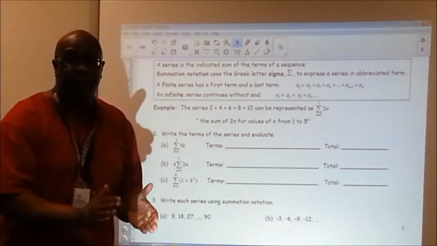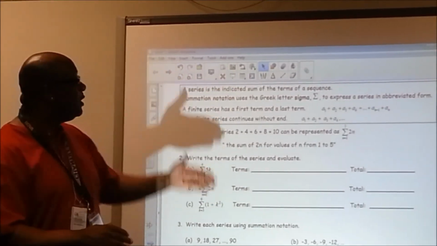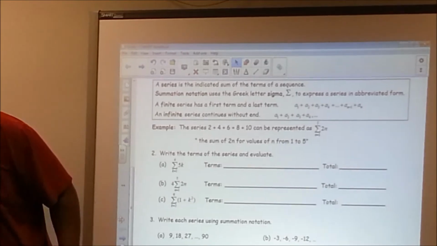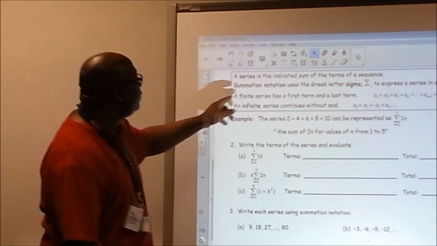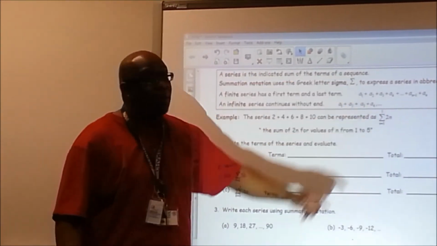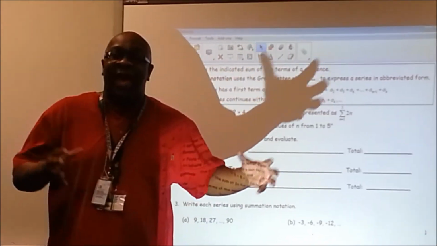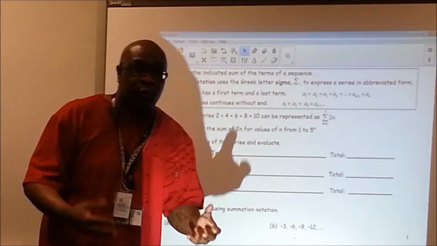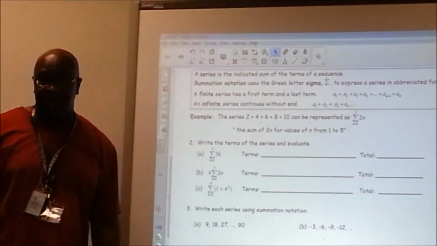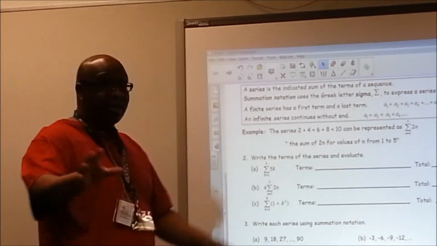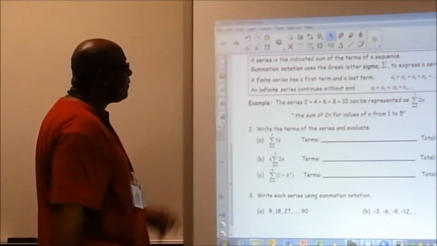In plain English, the difference between the series and the sum: we're going to use the summation when we want to take all of the terms that are in the series, add them together, and find our total. This is when we're going to use summation notation. Let's look at an example to see how this is done.